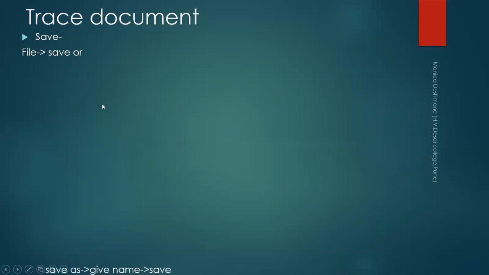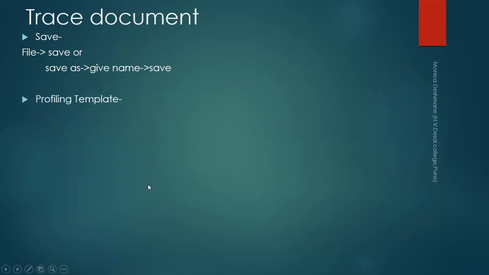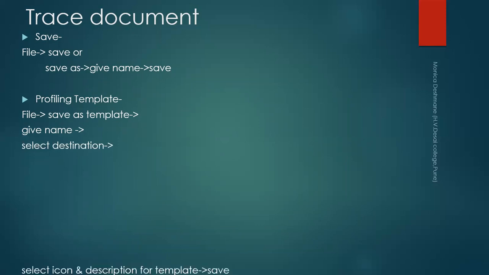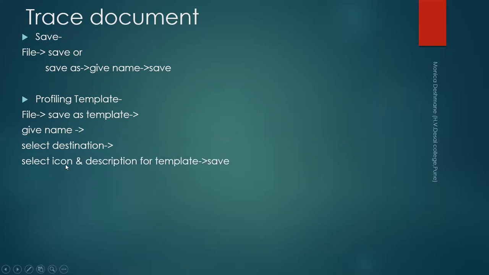You can choose that, or we have an alternative way. In the file menu, you select save as, then give a name to that particular file, and then you can save. Then profiling template: for a document, we can save it as a template. How? Under the file menu, you have the save as template option. Then you give the name of the file, select the destination or target of the file, then select the icon and description for that particular file, and then you can save.